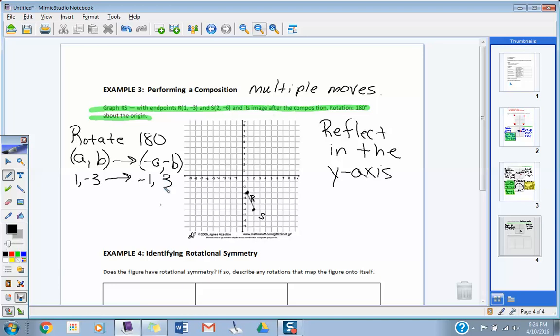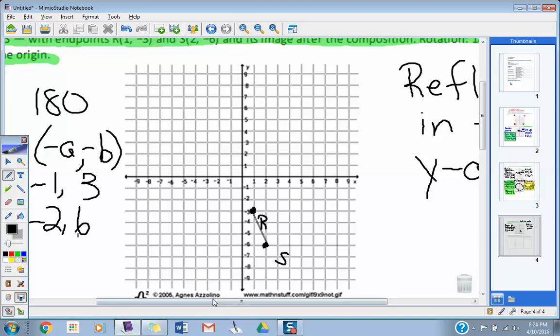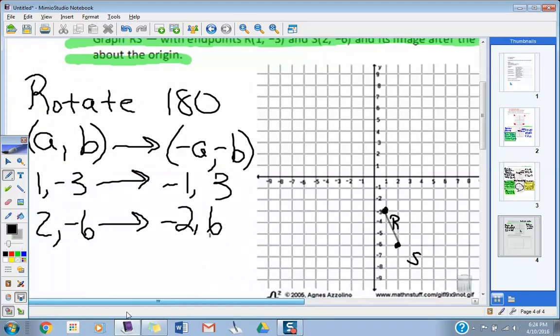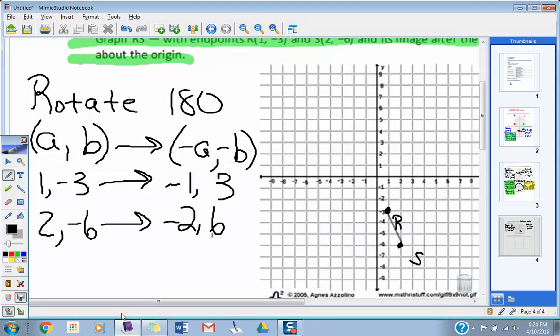And then a point (2, -6) will become the point (-2, 6). All right, so to show 180 degrees of rotation, get our points plotted. We'll put R prime and S prime up there. R prime at (-1, 3): left 1 and up 3. There is R prime.